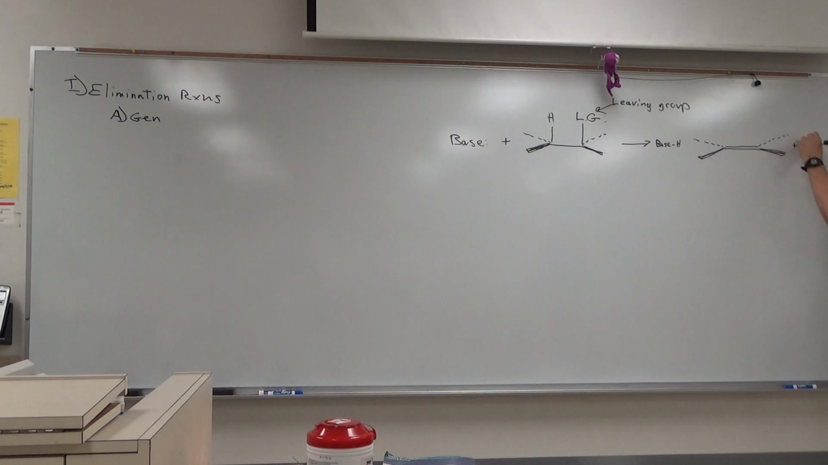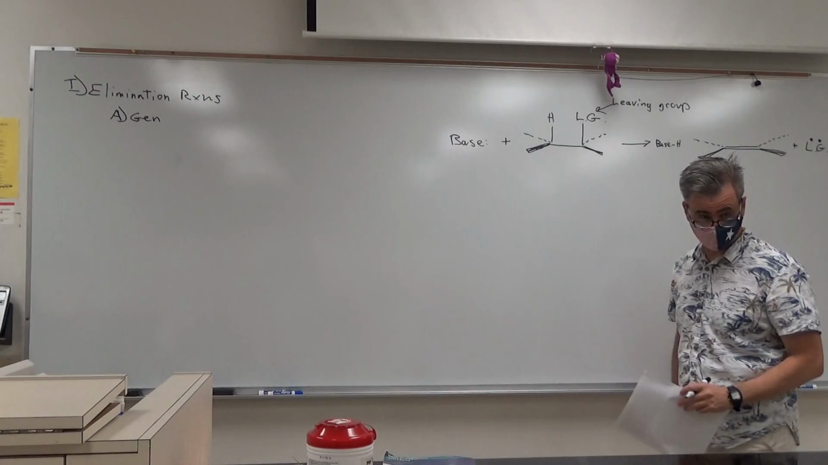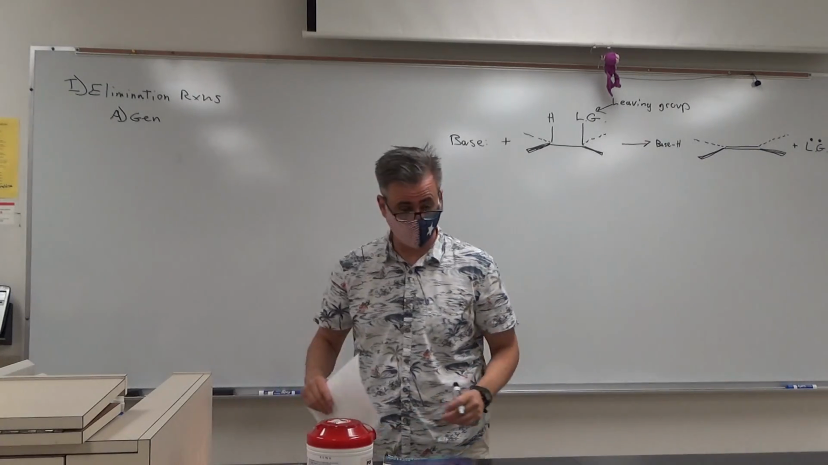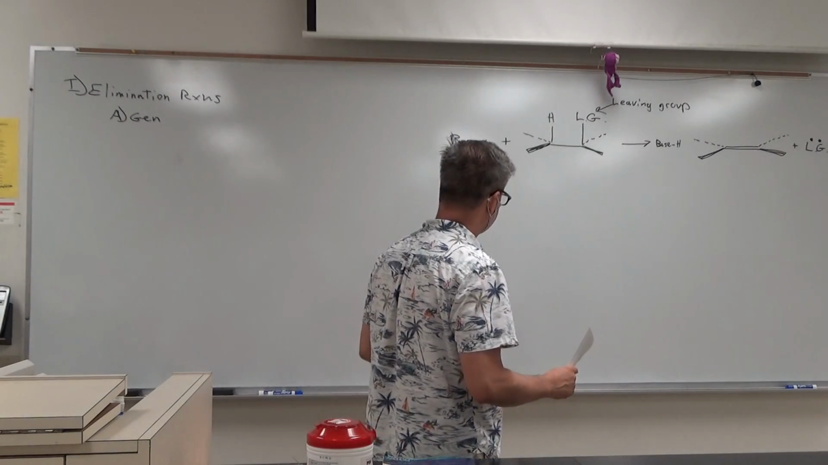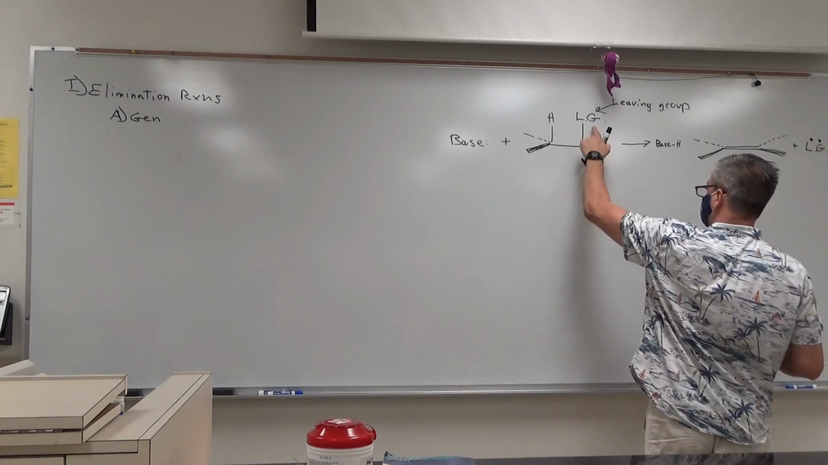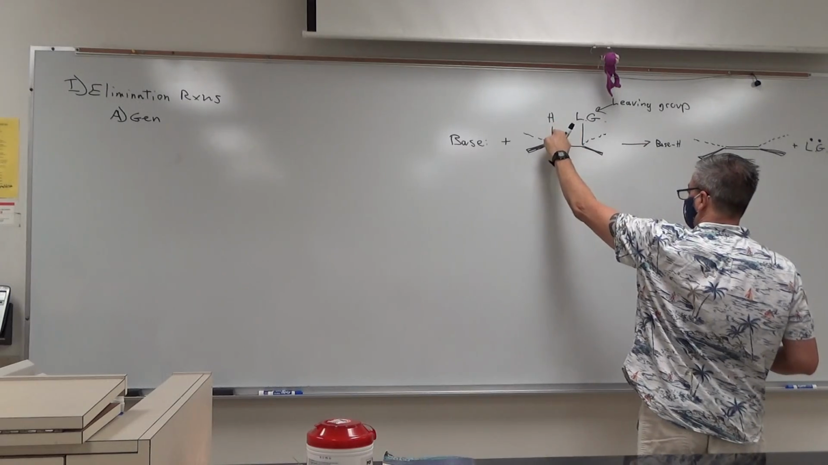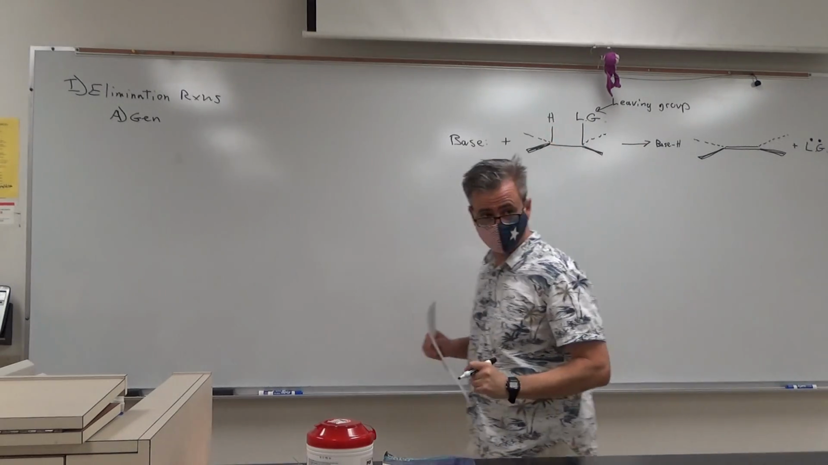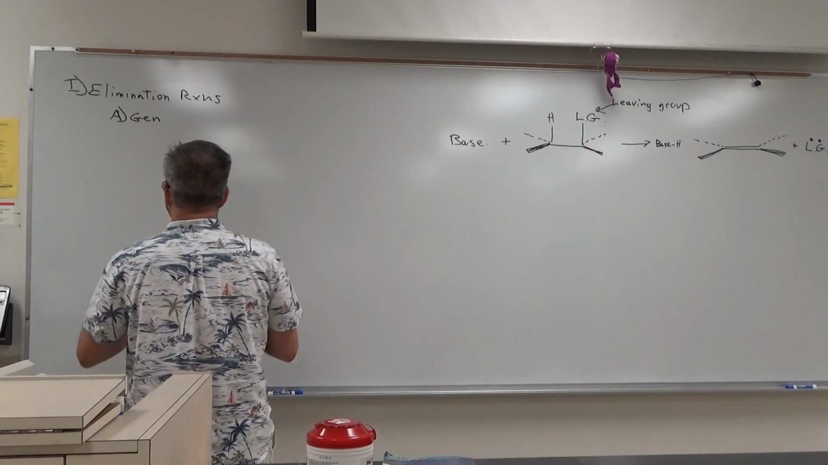And then here's your leaving group with these electrons here. All right. Which electrons, sorry? I think you just pointed to the electrons. Yeah, okay, so this leaving group leaves and takes these electrons. Okay. These electrons become the double bond there. Thank you. Okay.